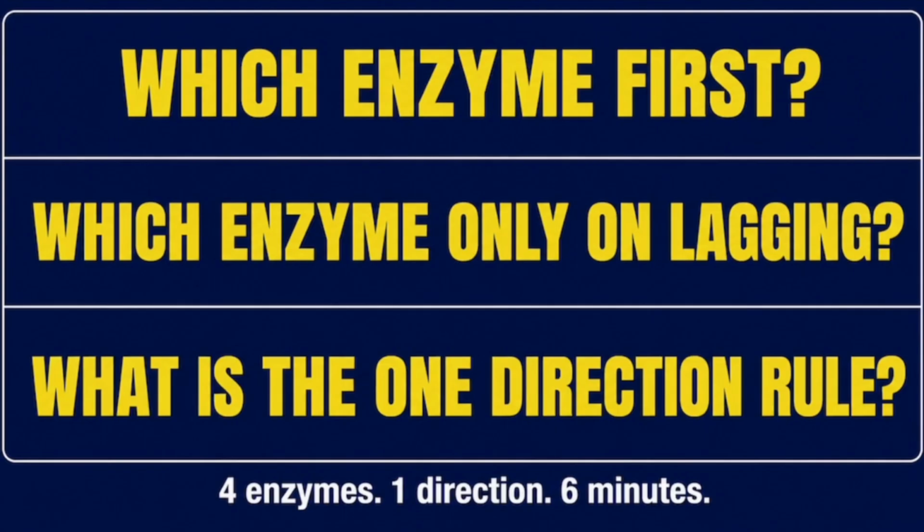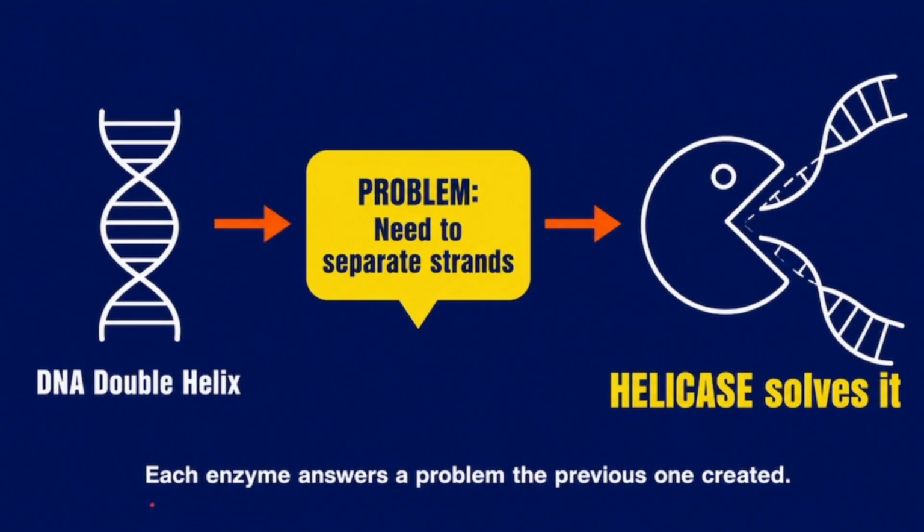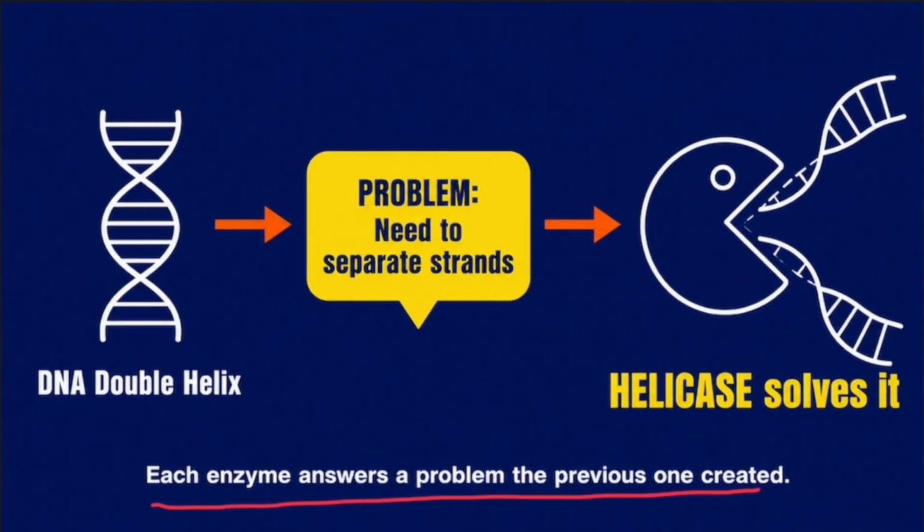By the end of this video, you will know which enzyme acts first, why primase is needed at all, which enzyme works only on the lagging strand, and the one direction rule that explains the entire chapter. Most students memorize DNA replication as a random list of enzymes. That's the mistake. The order is not random. Each enzyme exists to solve a problem created by the previous step. So don't memorize a list, understand the chain.